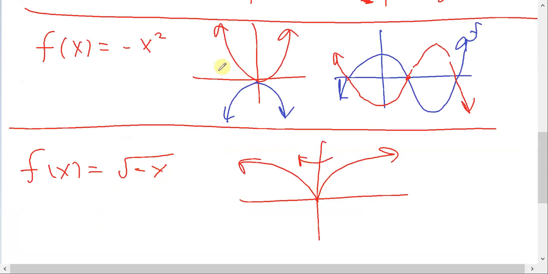So up here, the minus reflects across the x-axis when it's on the outside. When a minus is on the inside, if you know the basic graph without that minus, then just draw that basic graph flipped across the y-axis.